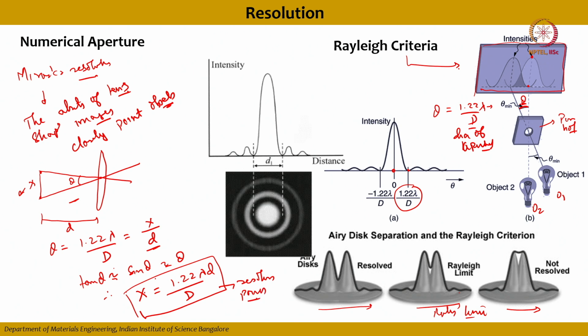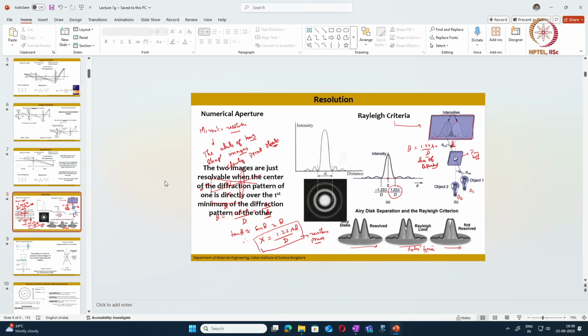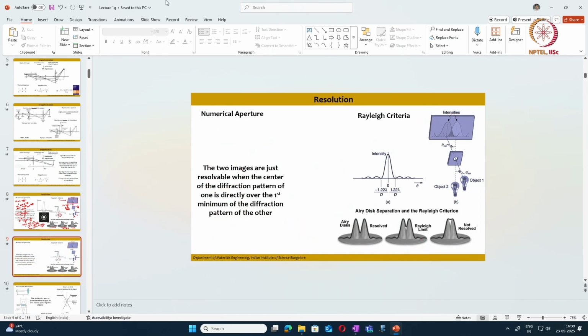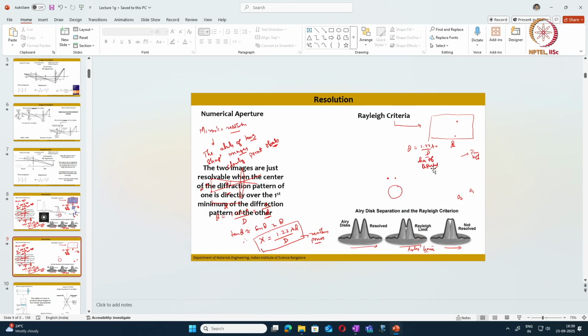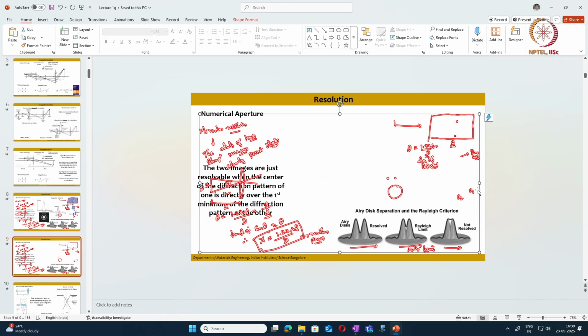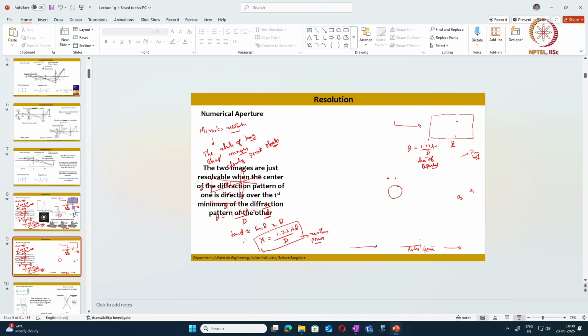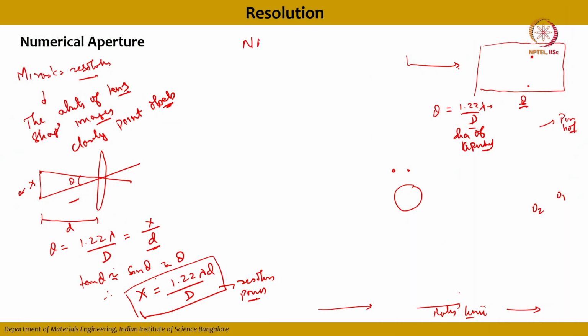Now, just now we covered the numerical aperture, right? Based on the numerical aperture, the formula is given by NA equal to n sin alpha, correct? Now by using this formula, we can connect the resolving power with the numerical aperture.